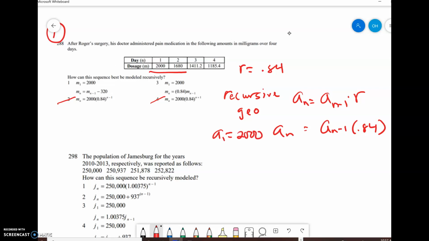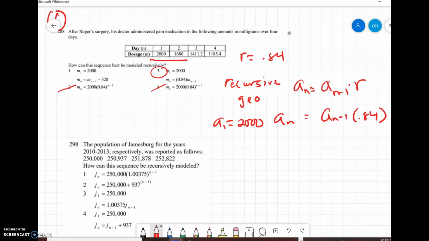So they both have the same a sub 1, but only one of these is being depicted as geometric, and that's answer choice 3. Answer choice 1 is saying that it's arithmetic and you're subtracting 320 every time. Okay, now let's move on.